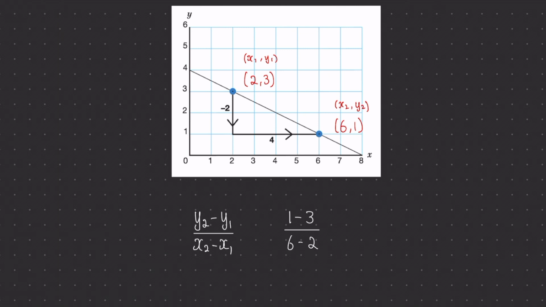If we calculate this fraction, we find it to be minus 2 divided by 4, which works out to be minus a half. So this line has a negative gradient, which we should have seen already because this line is sloping downwards. It's not very steep either, so a fractional gradient means it's a shallow downward slope in this case.